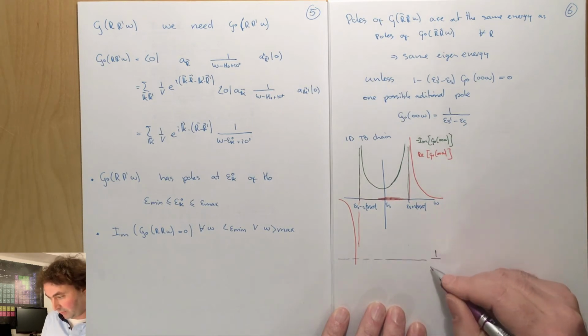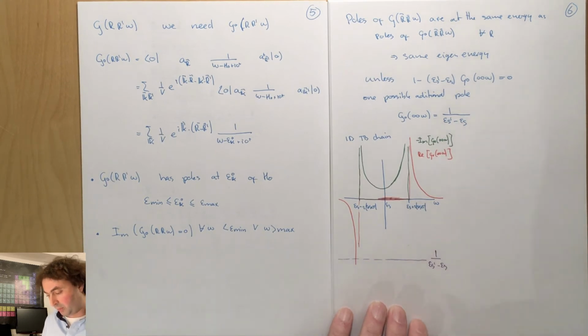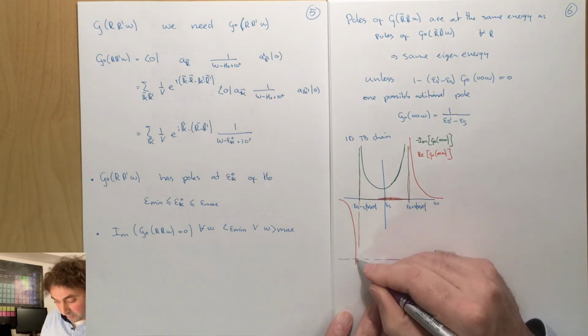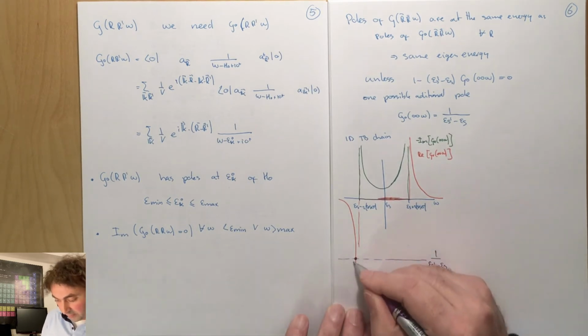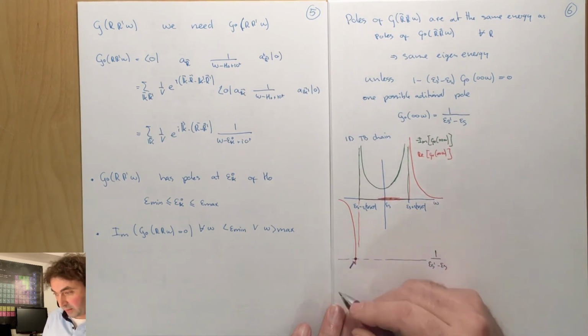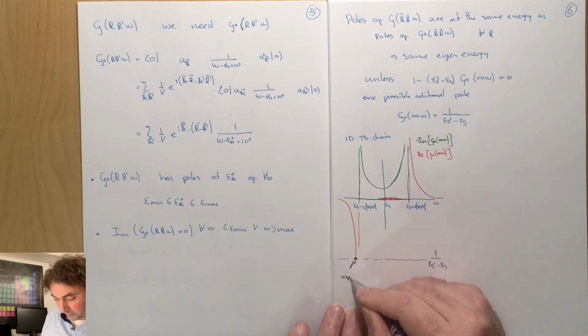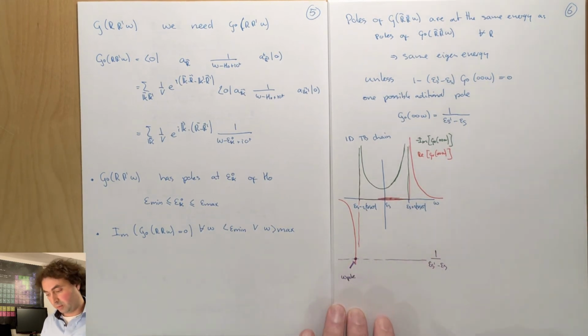So even for very small impurity potentials, very large 1 over epsilon s prime minus epsilon s, you will still find a solution of this equation and therefore have an additional state outside of the continuum.